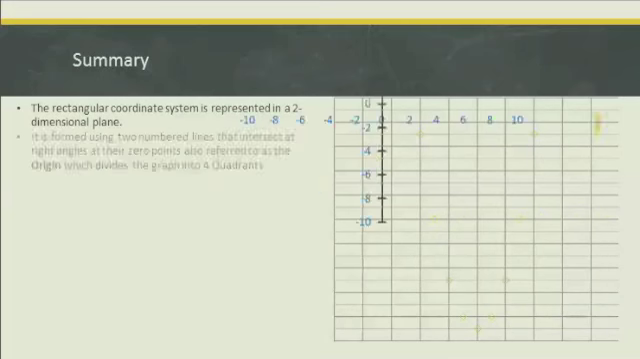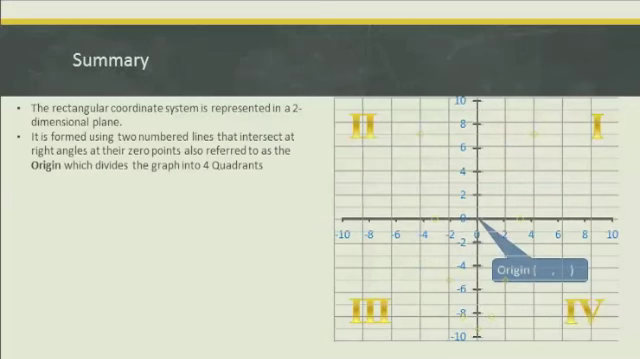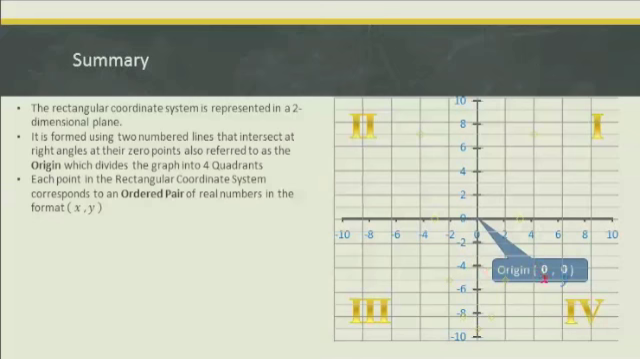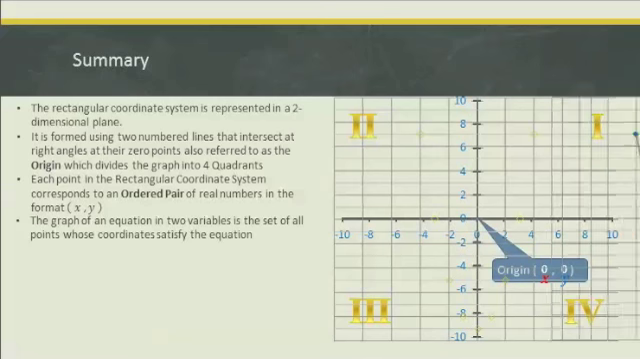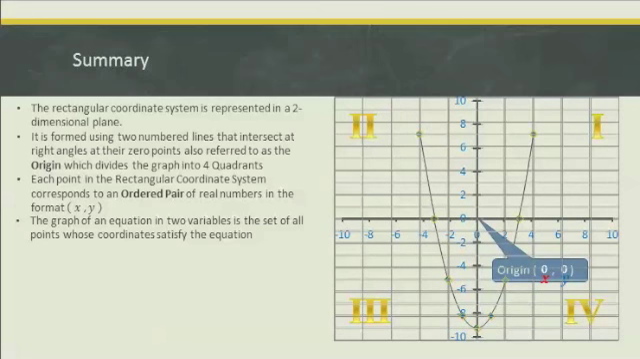Hope you feel like you've learned a little something about the rectangular coordinate system and how to plot points and equations within the system. In summary, the rectangular coordinate system is represented as a two-dimensional plane. It is formed using two numbered lines that intersect at right angles at their 0 points, also referred to as the origin, which divides the graph into 4 quadrants. Each point in the rectangular coordinate system corresponds to an ordered pair of real numbers in the format (x, y). The graph of an equation in 2 variables is a set of all points whose coordinates satisfy the equation.